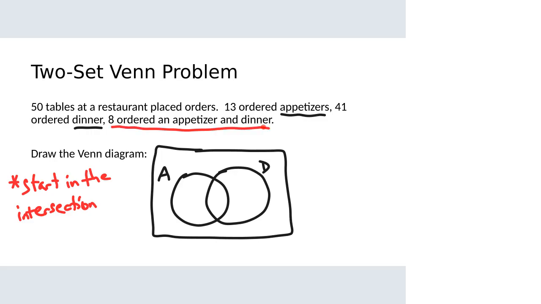So 8 of the tables ordered an appetizer and dinner. Appetizer and dinner. That's the overlap of the two sets. That's right here in region 2. And so that's where we're going to put those 8 tables, right there in region 2.